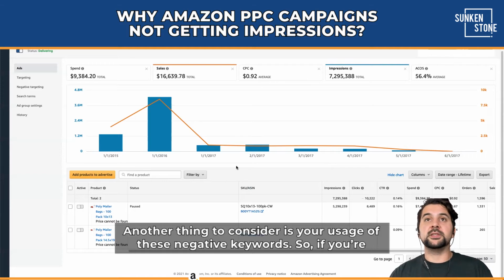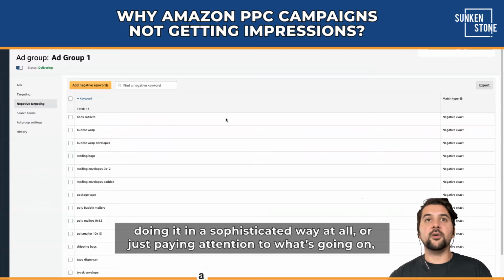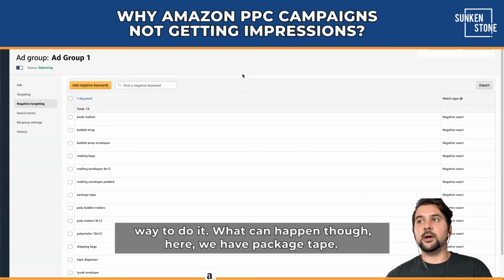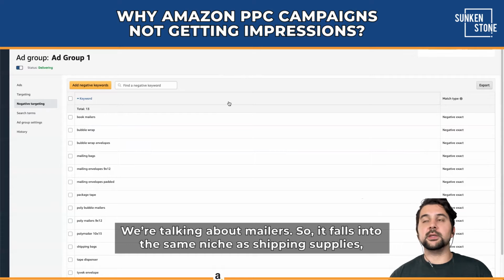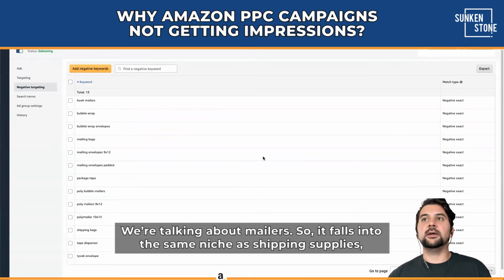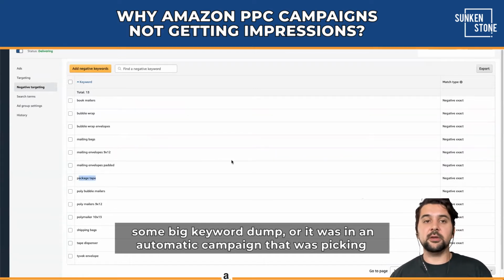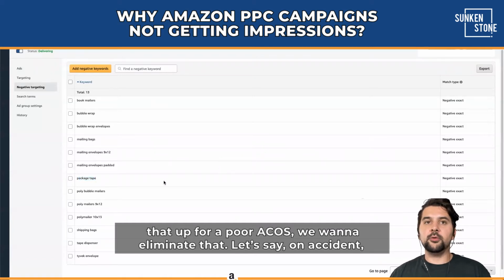Another thing to consider is your usage of these negative keywords. So if you're doing it in a sophisticated way at all, or just paying attention to what's going on and you want to eliminate keywords from being bid on, negative keywords are the way to do it, really. What can happen though is accidentally, like here we have package tape. We're talking about mailers, so it falls into the same niche as shipping supplies, but it's not tape. So if we were bidding on that over and over because we did some big keyword dump, or it was in an automatic campaign that was picking that up for a poor ACoS, we would want to eliminate that.